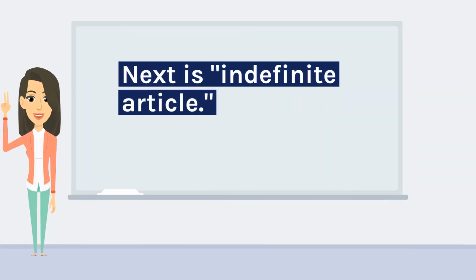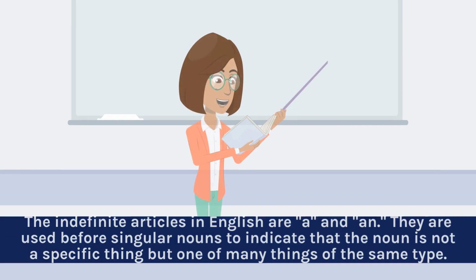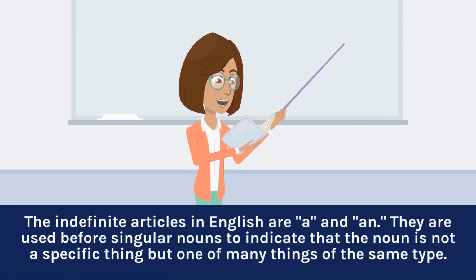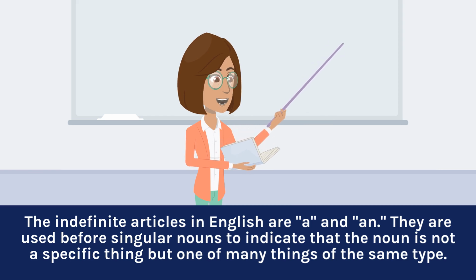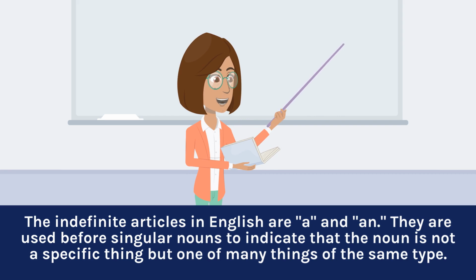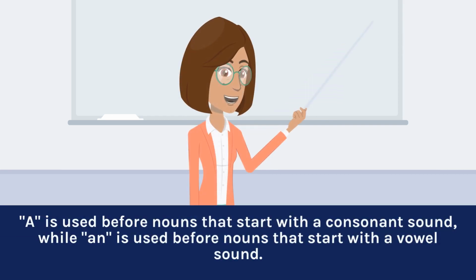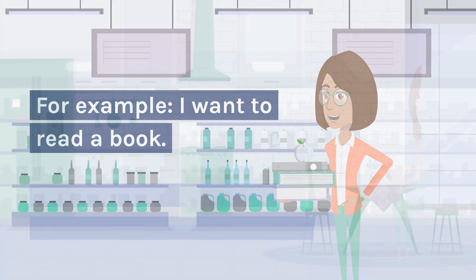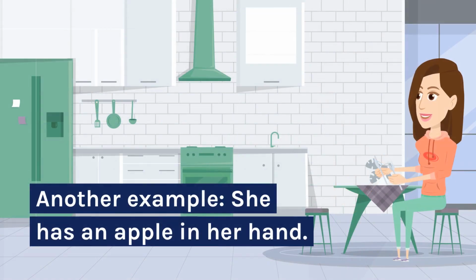Next is the indefinite article. The indefinite articles in English are a and an. They are used before singular nouns to indicate that the noun is not a specific thing but one of many things of the same type. A is used before nouns that start with a consonant sound, while an is used before nouns that start with a vowel sound. For example, I want to read a book. Another example, she has an apple in her hand.